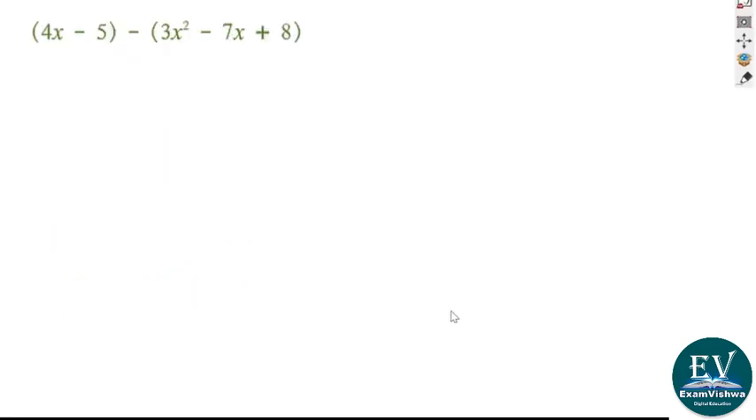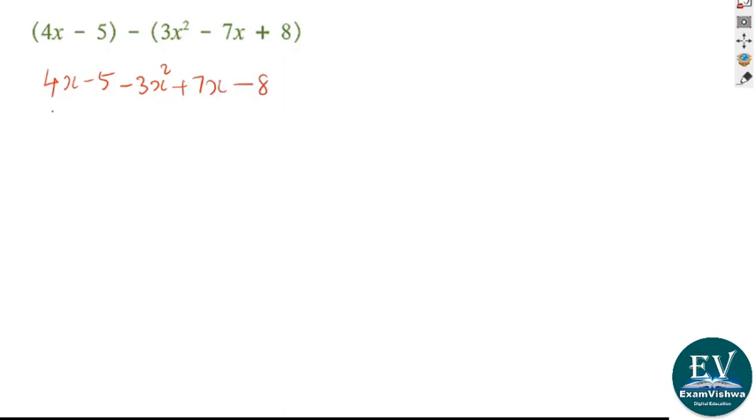Let us do one more example: 4x minus 5 whole minus 3x square minus 7x plus 8. These are done just to show you how algebraic expressions and operations of polynomials are almost the same. So in this case, we will be simply opening the bracket by writing 4x minus 5. This minus is applicable to all of this. That means this will become minus 3x square, this will become plus 7x, and this will become minus 8.